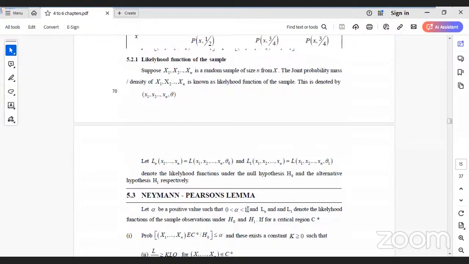So let L0 = L(x1, x2, x3, ..., xn; theta0) and L1 = L(x1, x2, x3, ..., xn; theta1) denote the likelihood functions under the null hypothesis H0 and under the alternative hypothesis H1 respectively.